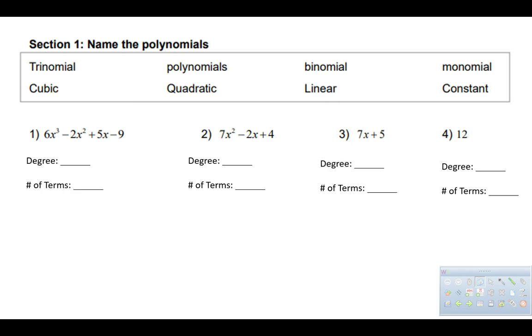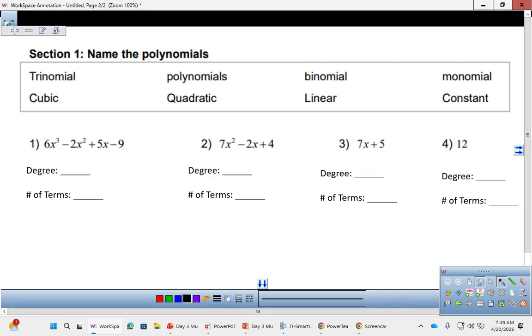Anybody remember from last week what makes something a like term? If it has the same x with the same exponent. Same x, same exponent, right? All of that's already here for you. You didn't have to do any work, okay? This is just simply naming it. So you name a polynomial based on two things. Its degree and its number of terms.